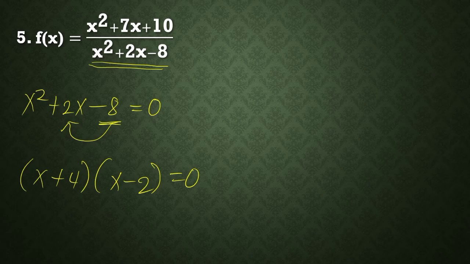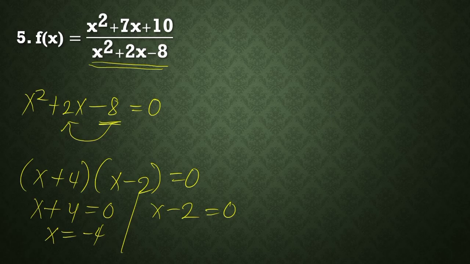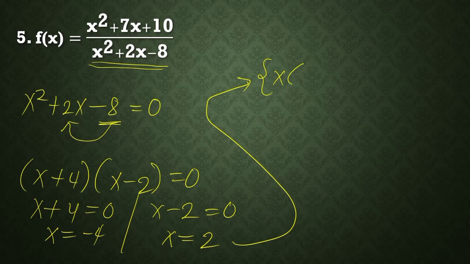So, then we equate each term to 0. X plus 4 is equal to 0. X minus 2 is equal to 0. And then we subtract 4 to both sides. So, magiging x equals negative 4. X minus 2 is equal to 0. We add 2 to both sides. Magiging x equals 2. So, ang domain ng ating given function is x is an element of R, wherein x should not be equal to negative 4 and 2.